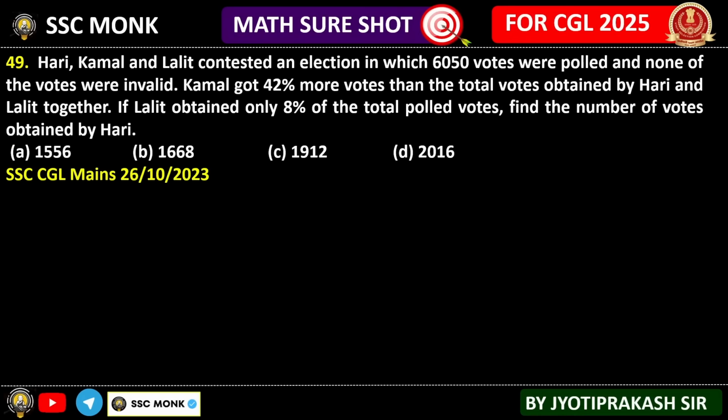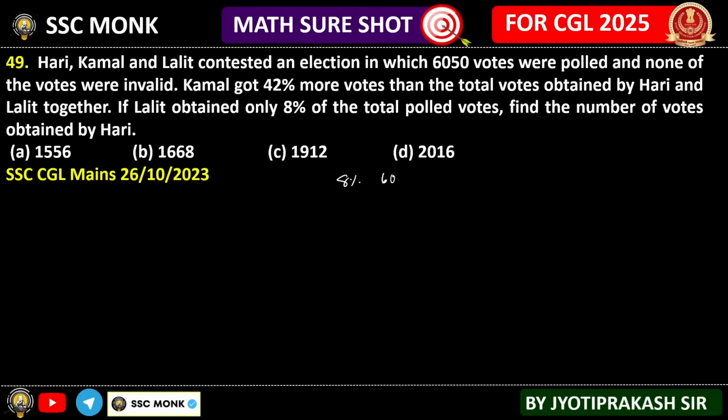Next. Hari, Kamal, Lalit contested in an election in which 6,050 votes are polled and none of the votes are invalid. Kamal got 42% more votes than total votes obtained by Hari and Lalit together. If Lalit obtained 8% of the total polled votes, find the number of votes obtained by Hari.